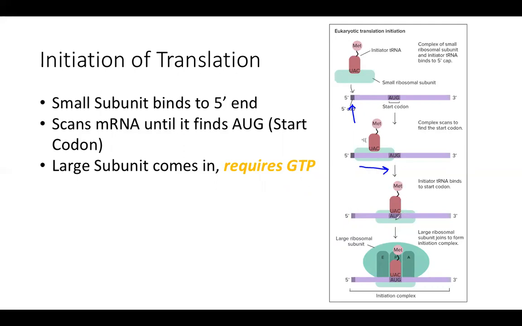Once it reaches AUG right here, the tRNA is already the UAC and the AUG match, right? So then it tells the large ribosomal subunit to come in. Once that comes in, and it requires GTP, so you require energy for this process, this whole thing is your initiation complex. So now you can start translation. Once you have reached the start codon, now all the tRNAs can come in and find the respective codons and match that as well.